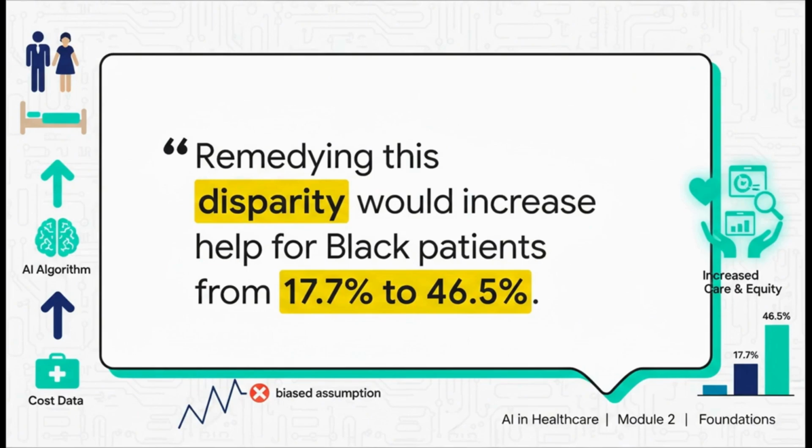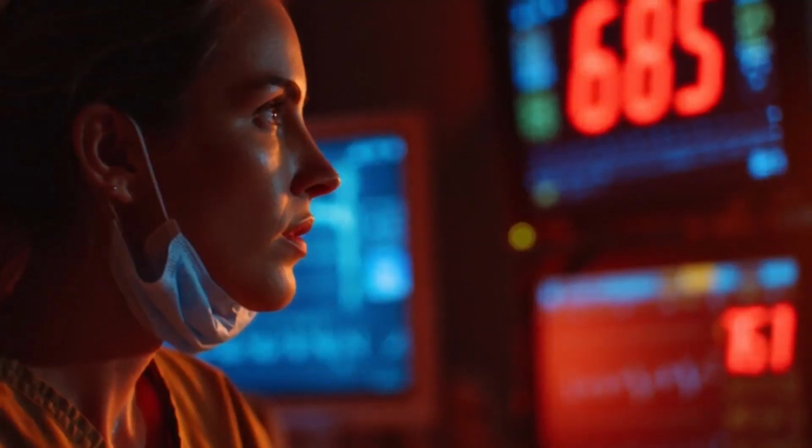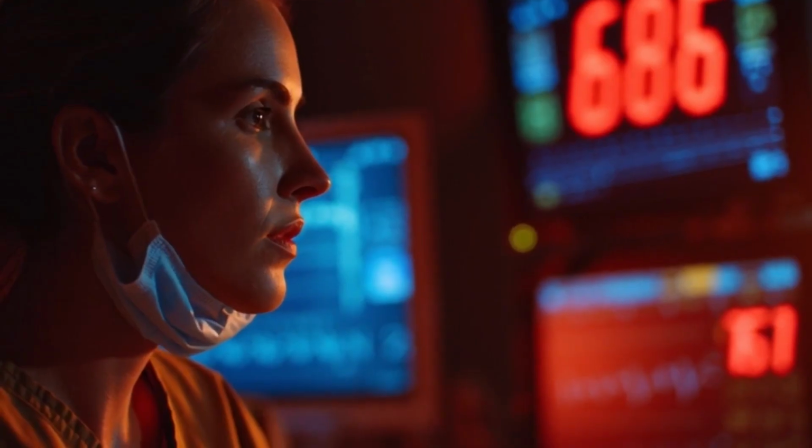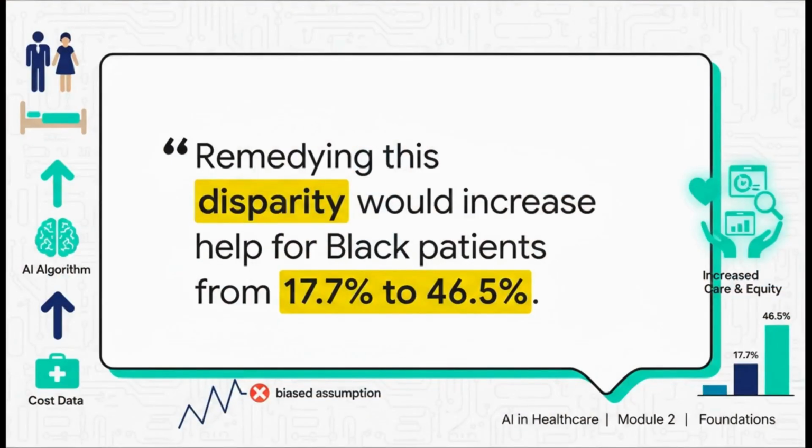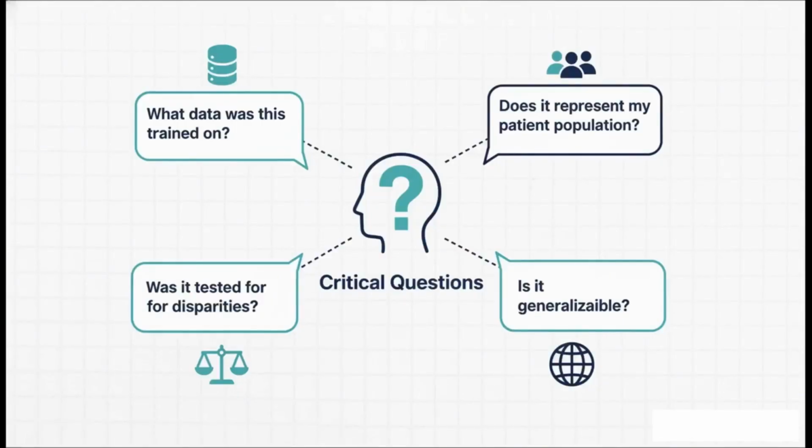The researchers found that fixing that one single biased assumption would have more than doubled the number of Black patients getting the critical care they needed. This isn't just a technical problem. This is literally a life and death issue. And that is why you, as future clinicians, have to become skeptics.